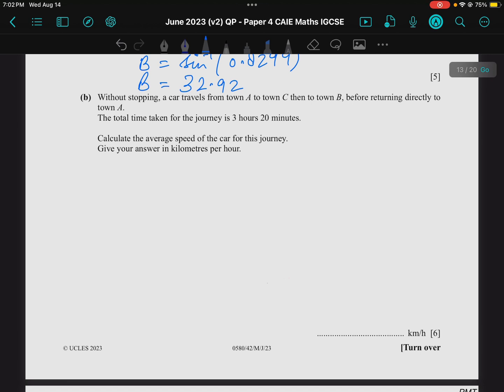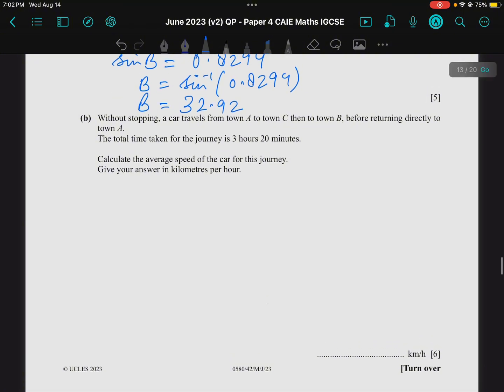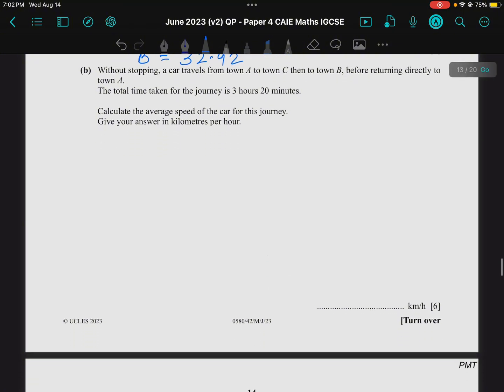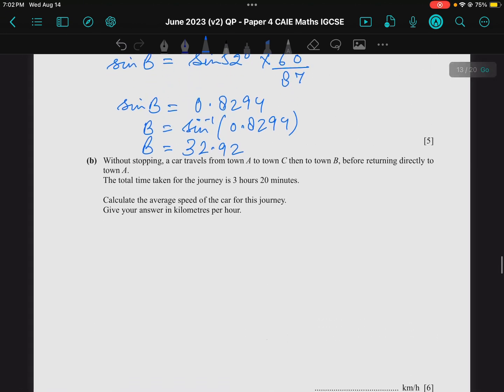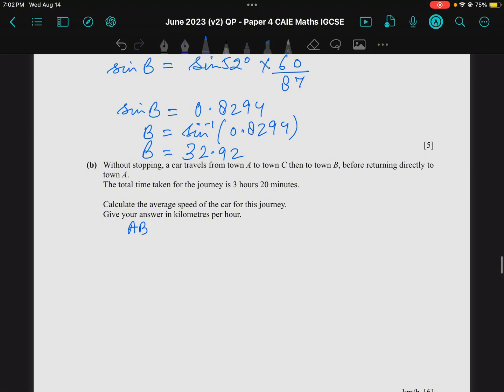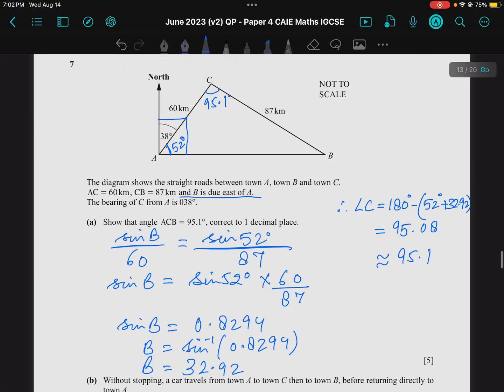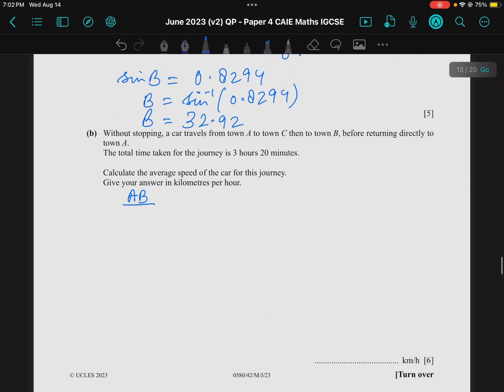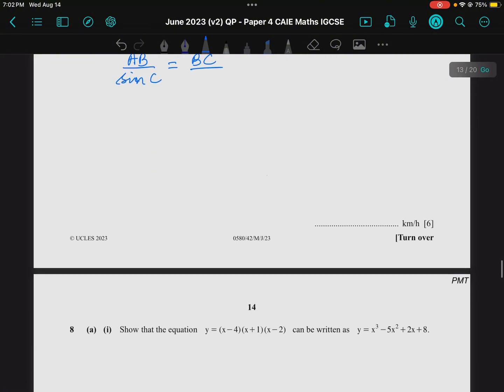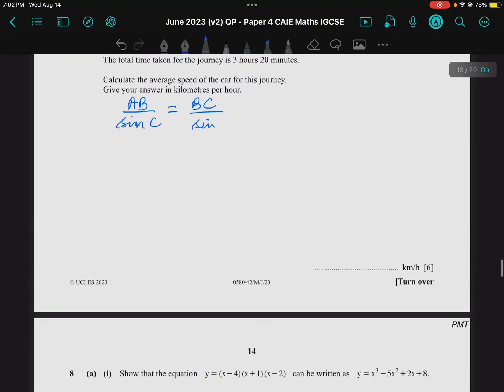Now, part number B. Without stopping, a car travels from town A to town C, then to town B before returning directly to town A. The total time taken for the journey is 3 hours 20 minutes. Calculate the average speed of the car for this journey. Give your answer in kilometers per hour. Okay, so using the same formula, the side that we have to calculate, AB upon sine C, opposite angle, is equal to BC upon, the opposite side, sine of A.